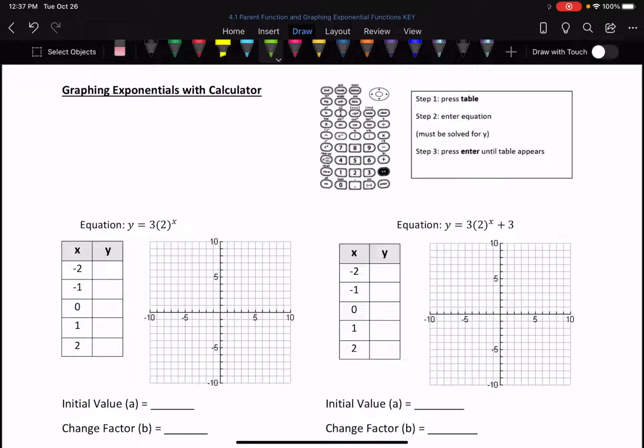So if you look at the 1, 2, 3, 4, 5, 6, 7th button down on your calculator, it has x and then it also says y, z, t, a, b, c on it. If you click that, that will give you the variable x. So your calculator should now read y equals 3 times 2 to the power of x. You're going to hit enter a few different times here. So it says start is equal to whatever value you have it at. Step should equal 1. You're going to hit enter for auto, and you're going to hit enter for OK until you get to this table.